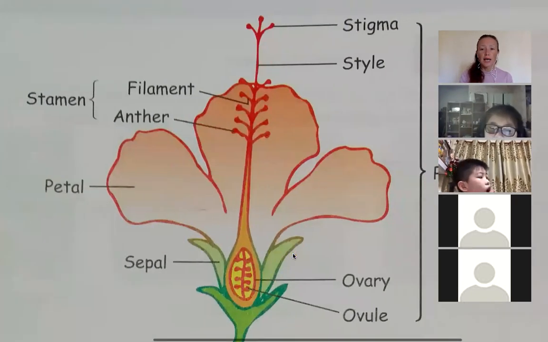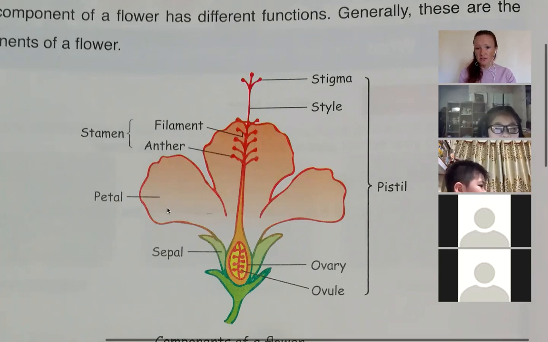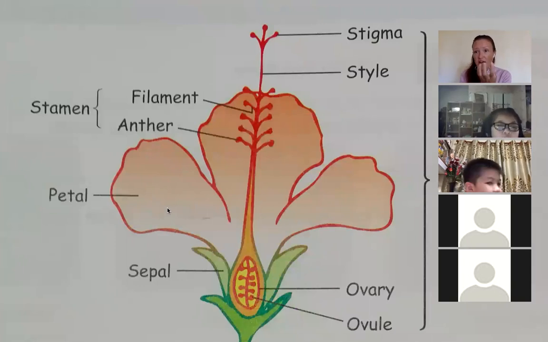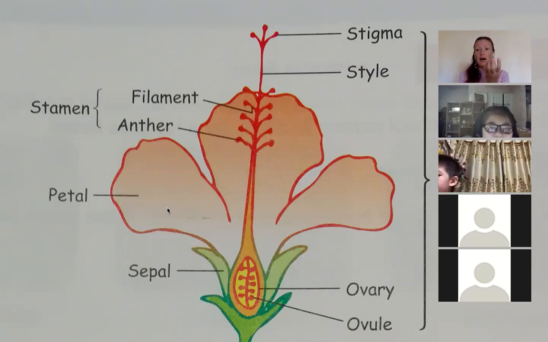Okay, let's repeat the components or the parts of the flower. How do we call these colorful leaves of a flower? Petal. Petal, that's right. The petals could be yellow, red, or pink, so different colors. The petals attract insects. They have a very nice smell and they are very soft and very nice. Very good. So the petal.